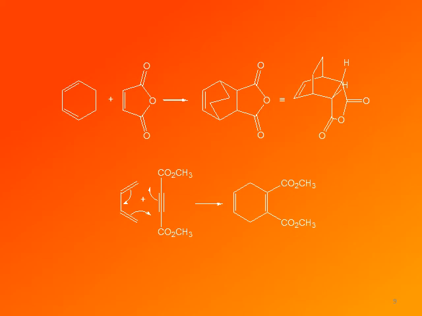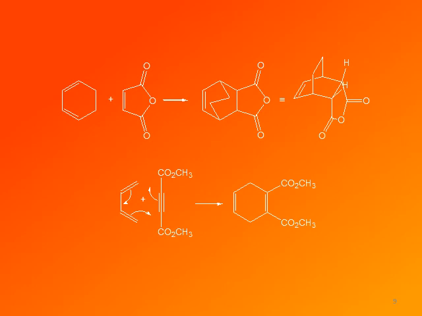Here is an example of a reaction of two cyclic compounds. A cyclic diene, 1,3-cyclohexadiene, and a cyclic dienophile. This compound is called maleic anhydride. The resulting product has three fused rings, and it is the endo product. In this case, the two substituents are closer to the double bond, to the bridge that has the double bond.